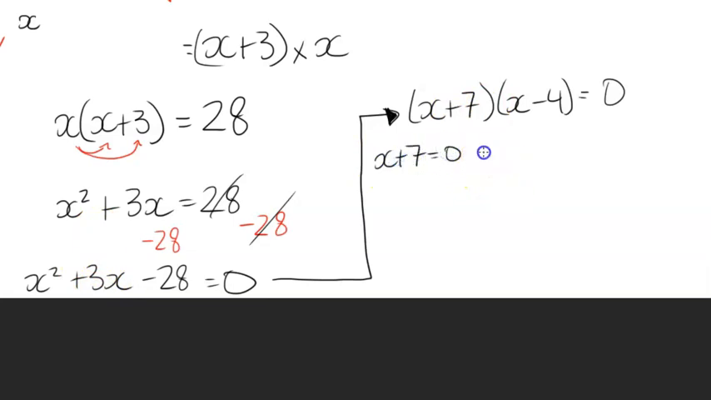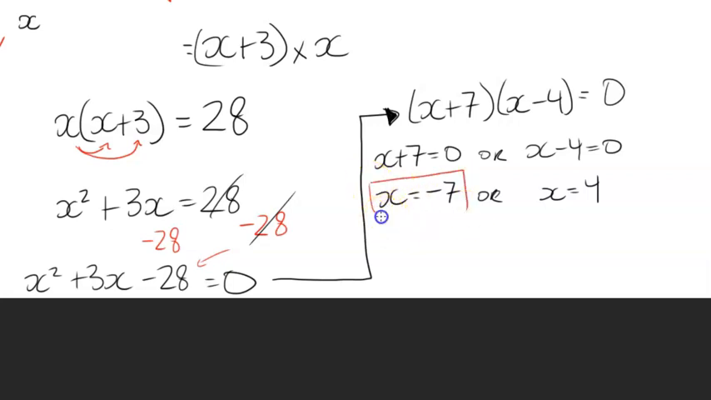is equal to 0, or x minus 4 is equal to 0 because of our null factor law, meaning that x can either equal negative 7 or x can be equal to 4. So just by routine, this step here can get us to this solution here.